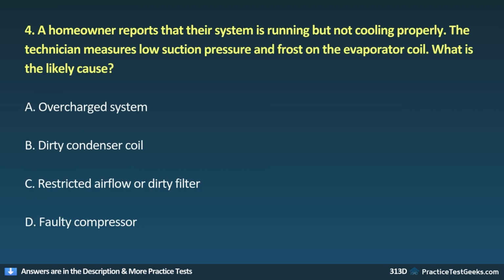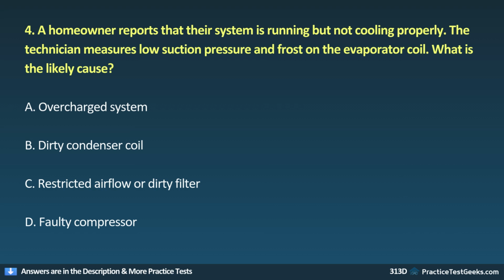4. A homeowner reports that their system is running but not cooling properly. The technician measures low suction pressure and frost on the evaporator coil. What is the likely cause? A. Overcharged system. B. Dirty condenser coil. C. Restricted airflow or dirty filter.